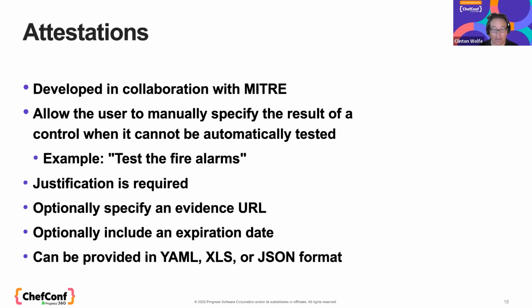Justification is required, and then you can optionally provide an evidence URL and an expiration date so that these attestations have a limited time span. And the great thing is it can be provided in YAML to match the waiver file format, JSON to have a machine readable format, or Excel format so that you can do all of this work in Excel, which may be the most familiar format to you, so that your auditor doesn't have to learn YAML.